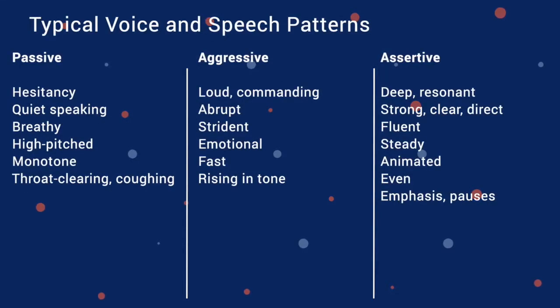So assertive vocal patterns are the ones which sound more deep, more resonant, because as we relax, we fill our lungs with air and our voice settles to its lowest natural register. It sounds strong, it sounds confident, but it isn't necessarily loud. It's just clear and direct. It's fluent, it's steady, it's animated, and yet still even. So the way that animation comes in is with emphasis and pauses. Because when we're being assertive, we are in control, and therefore we can structure the way we speak to give it maximum impact.